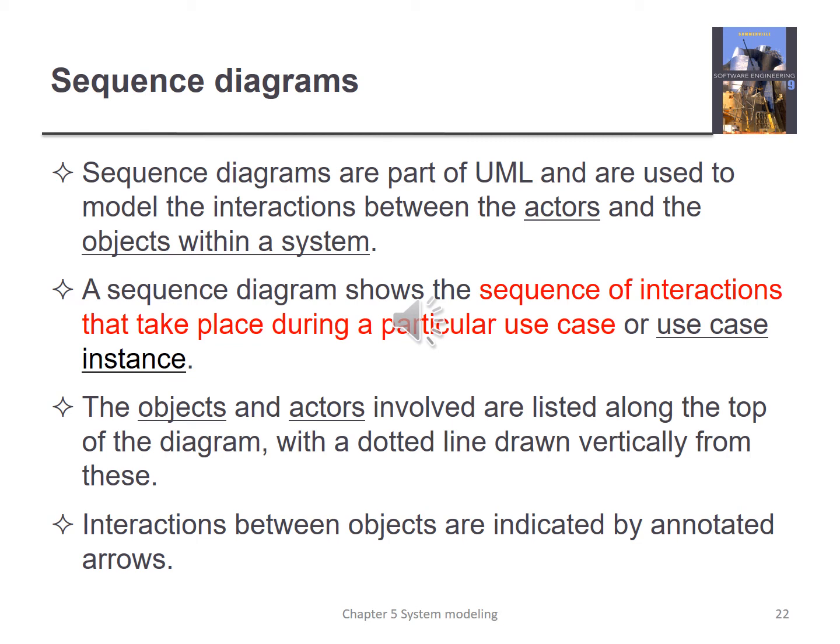A sequence diagram shows the sequence of interactions that take place during a particular use case or use case instance. The objects and actors involved are listed along the top, as we are going to see in the next few slides, with a dotted line drawn vertically from these. Interaction between objects is indicated by an annotated arrow. So we'll see the arrows. It goes from one object to another object, and we'll see some of them dotted, and we'll find out what all these are.